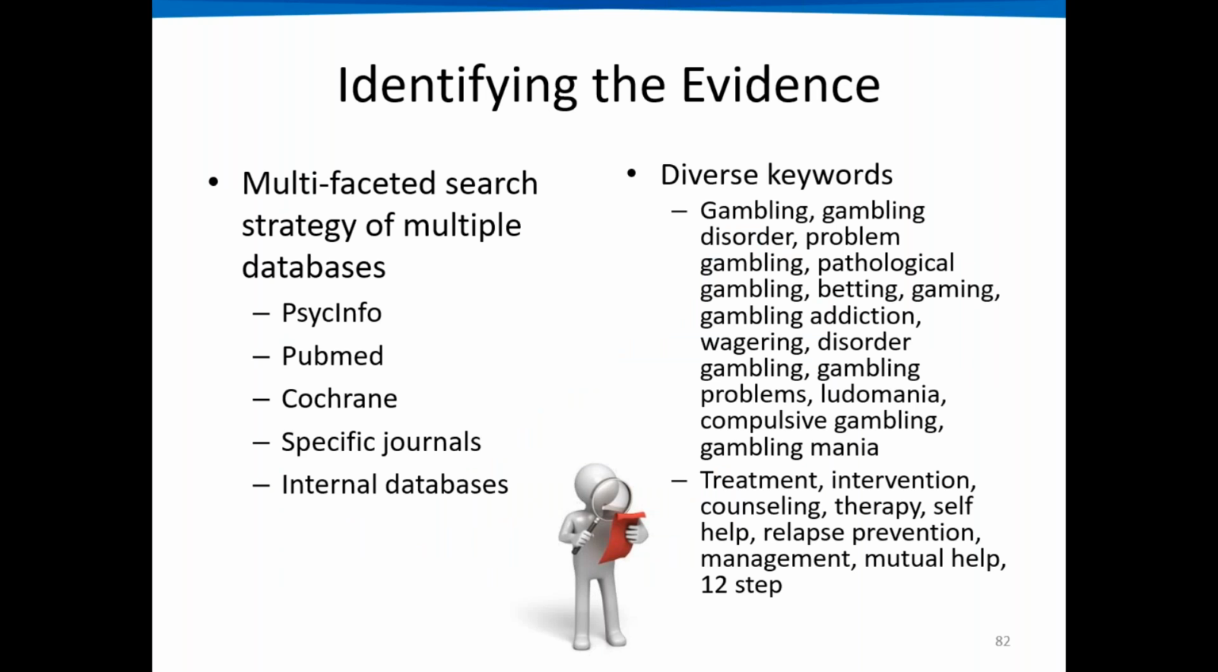For the revised guidelines themselves, we used a multifaceted search strategy, including multiple databases of different kinds and journal searches, as well as a diversity of possible search terms. The previous graph was for a relatively simple search, but in order to cast the widest net possible for clinical research involving gambling, we looked for papers that included any of the terms including gambling, gambling disorder, problem gambling, pathological gambling, betting, gaming, gambling addiction, wagering, disorder gambling, gambling problems, ludomania, compulsive gambling, and gambling mania, and treatment, intervention, counseling, therapy, self-help, relapse prevention, management, mutual help, and 12-step.